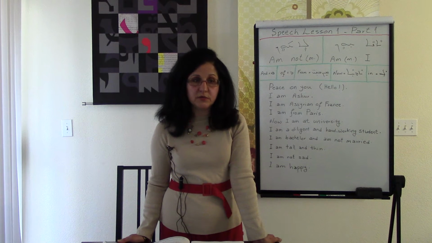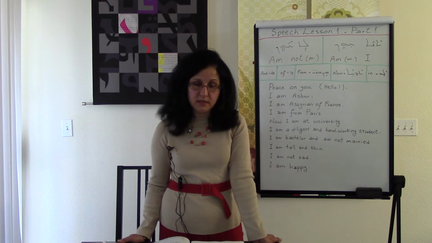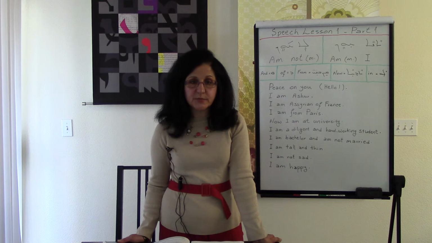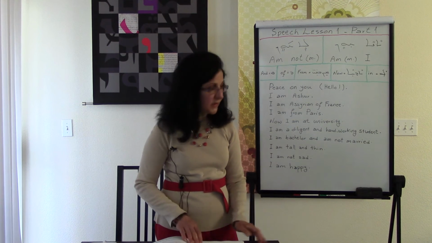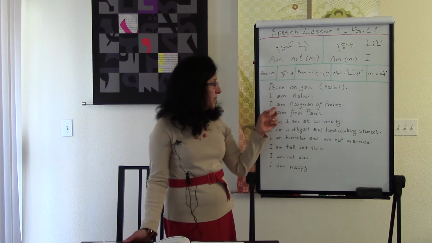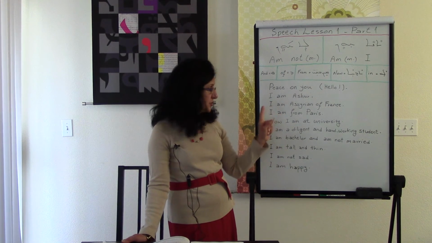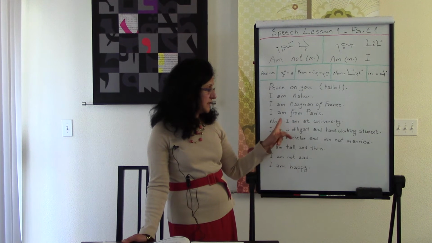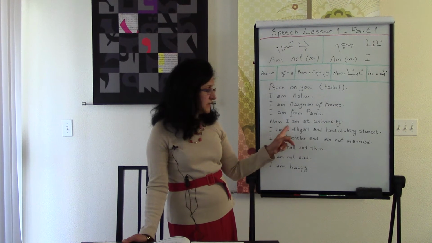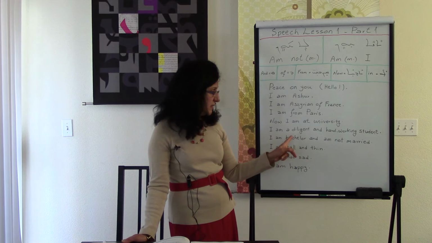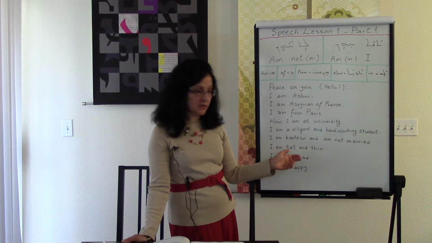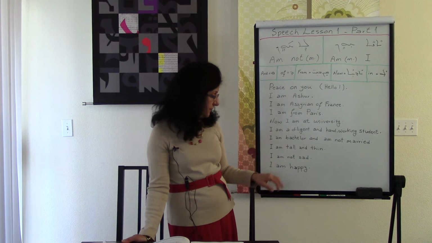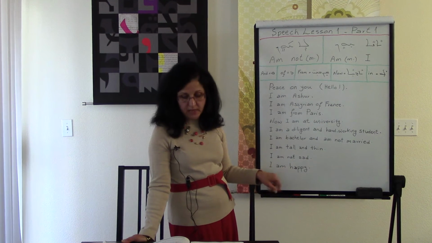There are 2 other expressions to address one single man and one single woman, and these are expressions that we will learn in the future lessons. So he continues in saying that he's Ashur, that he's Assyrian of France, he's from Paris. He is at present at university. He's a diligent and hardworking student. He's a bachelor, he's not married, he's tall and thin, he's not sad, and he's happy.